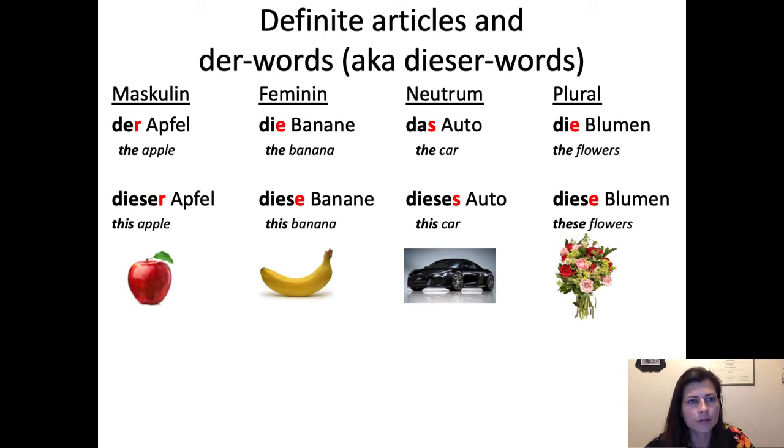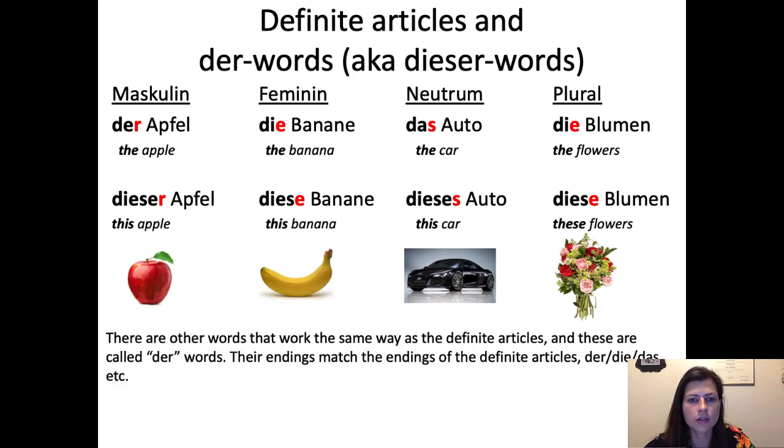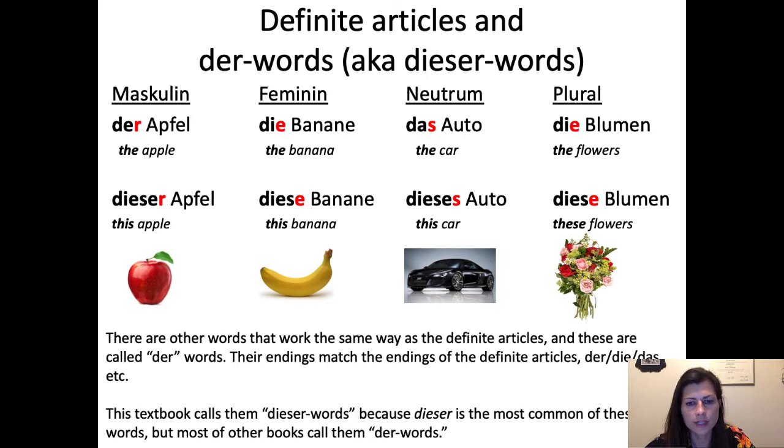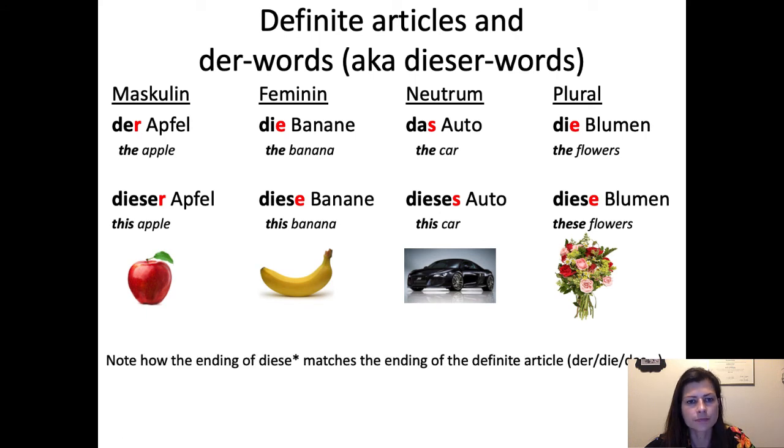So, der Apfel, you could say the apple. But then you could say dieser Apfel, meaning this apple, and see how they have that same ending. Der, dieser, same R at the end. Die Banane, diese Banane, changing from the banana to this banana. Das Auto, dieses Auto, they match that ending. Die Blumen, diese Blumen. So diese just means this, and then it has the same ending as it would on the definite article. So they work the same way as the definite articles. Their endings match the endings of the definite articles. Der, die, das, right? So that's why they're called der words, or maybe dieser words. Dieser is the most common. So note how the ending of diese matches the ending of der, die, das, right?